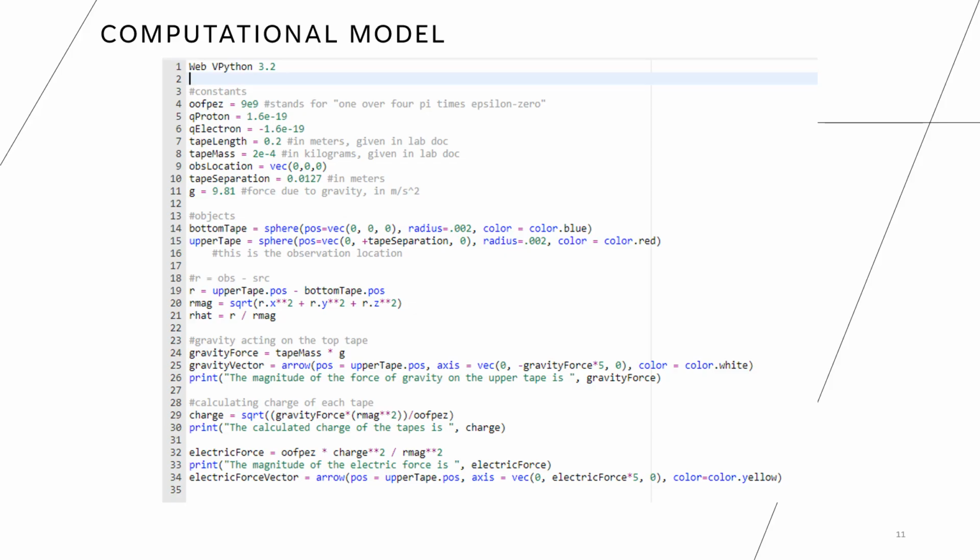Computational motion. This is my GlowScript code that I wrote up using some of the principles from Lab 0. My code manipulates the electric force equation using Q squared over R squared times R hat times 1 over 4 pi epsilon naught. We all know that equation. And I just manipulated that to solve for Q instead of E.